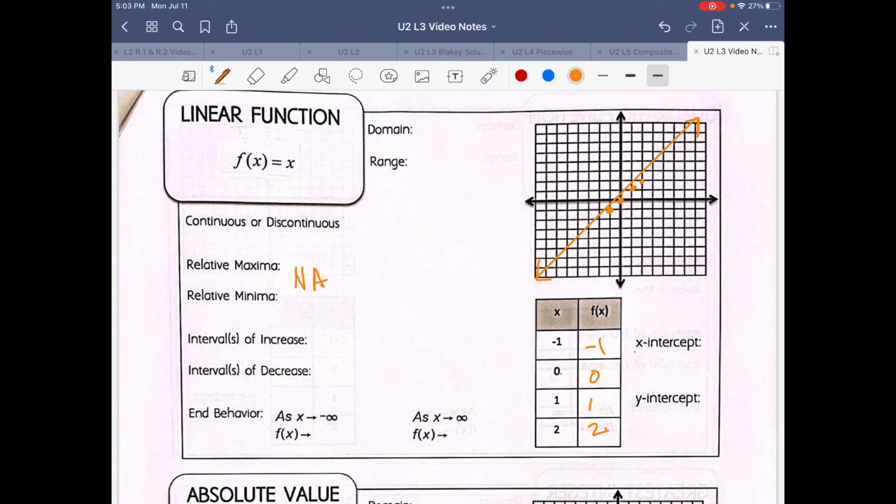And then you don't want to forget over here, okay, you're going to find end behavior, but you also want to find an x-intercept and a y-intercept. And this one is pretty easy. Right here, the x-intercept crosses at the origin. So my x-intercept is 0, 0. And that's also where my y-intercept is, at 0, 0.